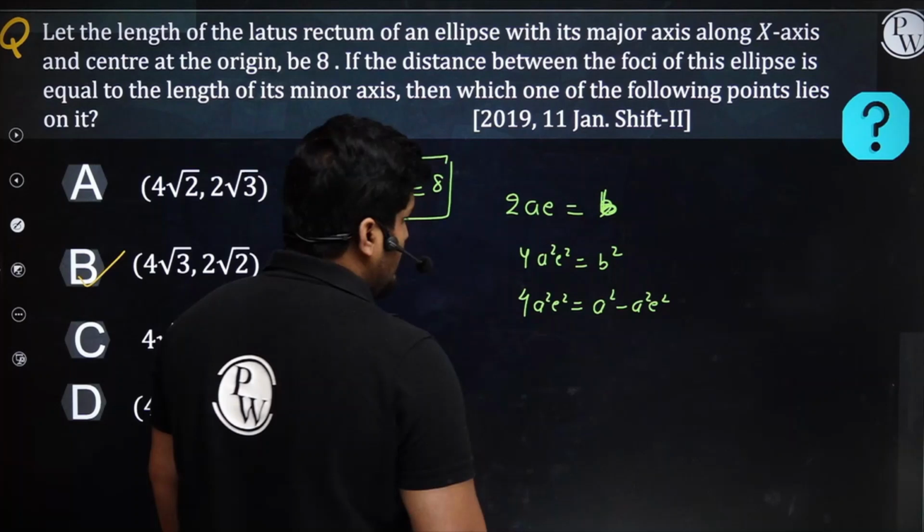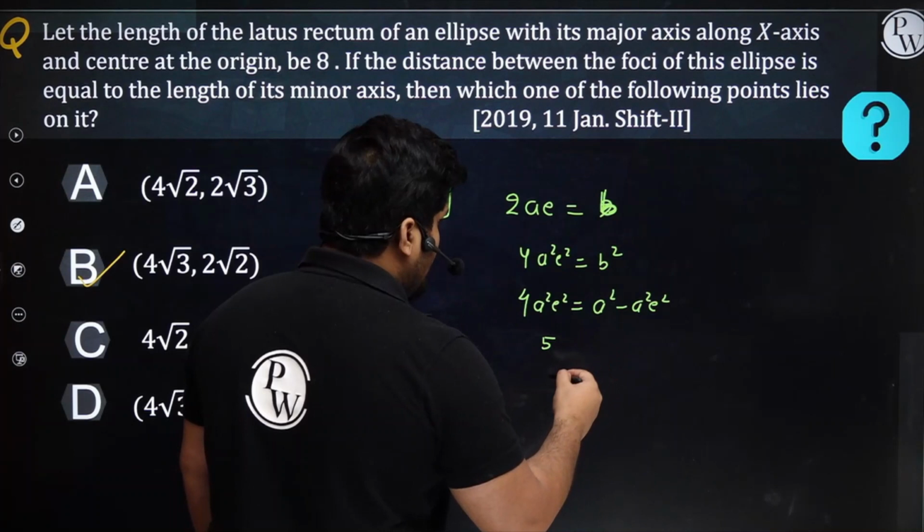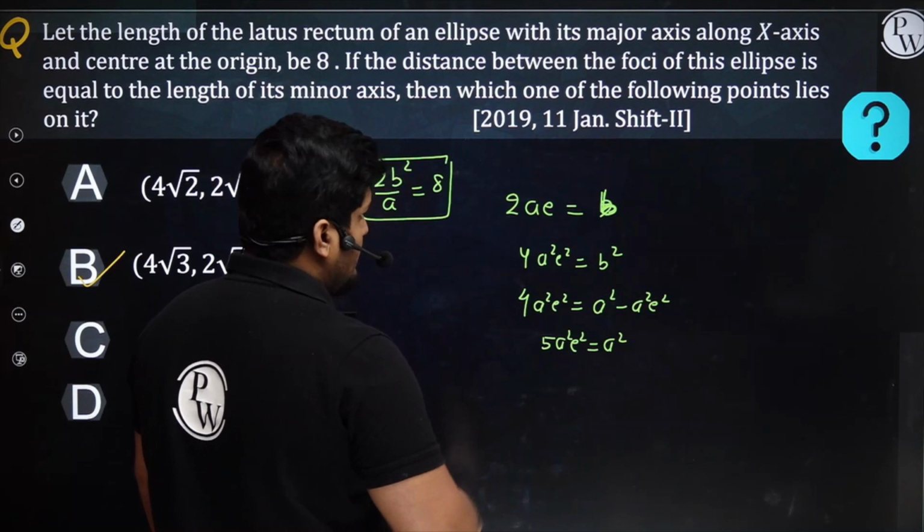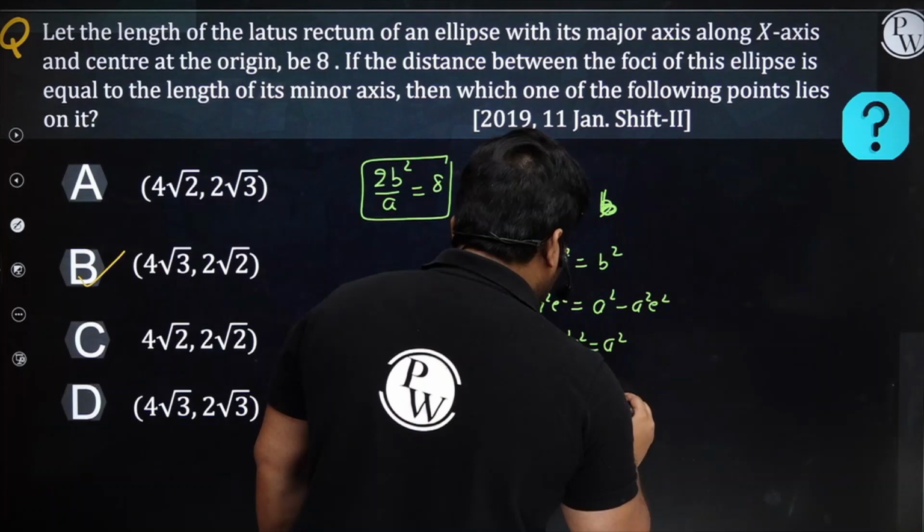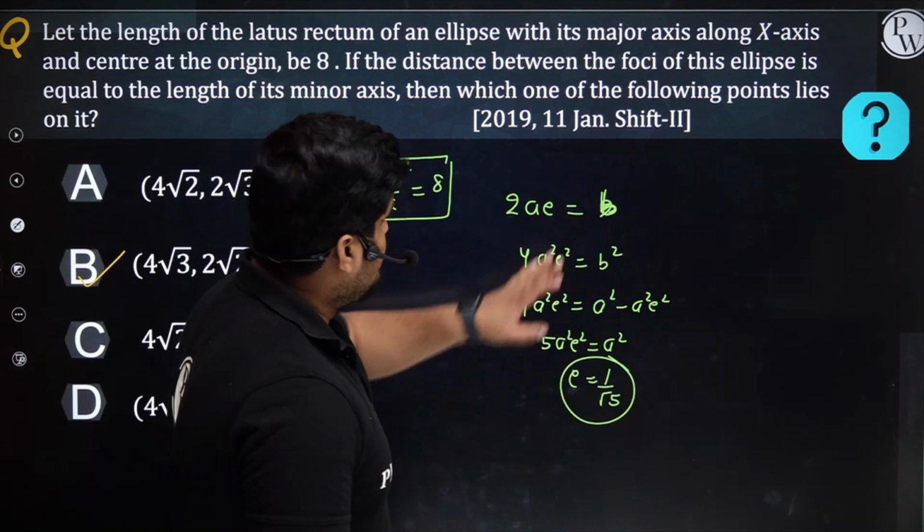So 5 times a square e square is equal to a square, correct? This 4a square is equal to b square, a square minus a square e square. So we have e equal to 1 upon root 5, right? We got e equal to 1 upon root 5. So we'll get b also. We have got e.